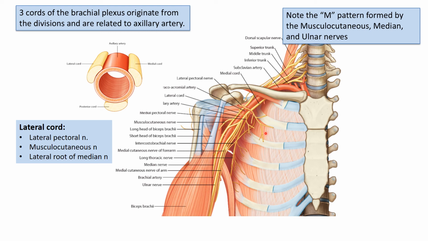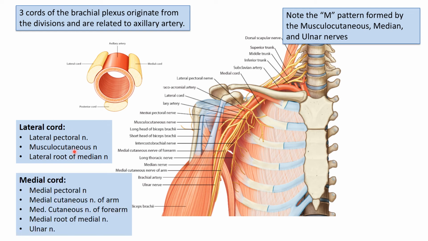This is named lateral pectoral nerve. It goes to the pectoral region, so it is called pectoral. Why lateral? Because it is coming from the lateral cord of the brachial plexus. So it is named lateral not because of its position, but because of its origin. It is originating from the lateral cord, that's why it is called lateral, and pectoral because it is supplying the pectoralis major and pectoralis minor muscles. Okay. So these are the three branches of the lateral cord.